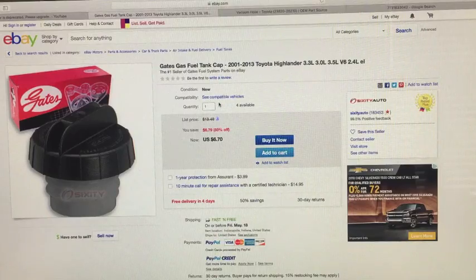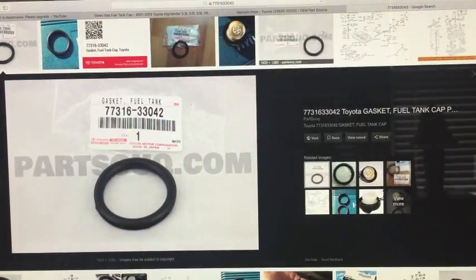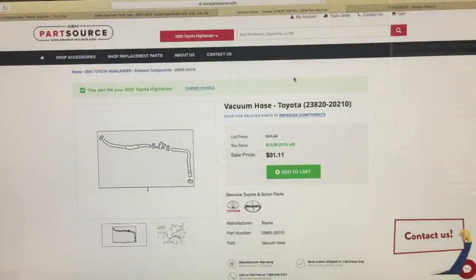Now keep in mind that the links I put below for the gas cap, for the gas cap gasket, and this vacuum line assembly, they all are for an 05 Highlander. They fit an 05 Highlander. So whatever make, model, and year of car you have, make sure that these parts will fit your car before you order them.